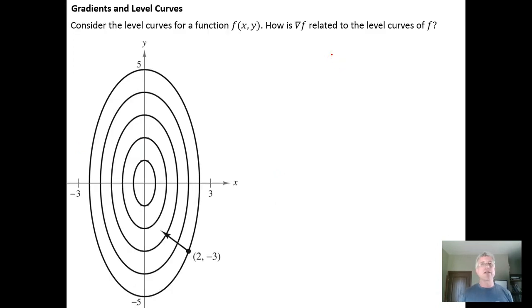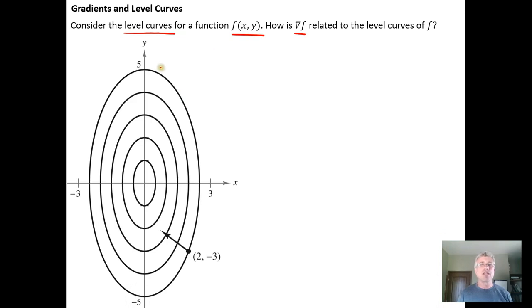So the gradient vector also gives us some additional information that's pretty nice. Look at the level curves of a function. We looked at constructing level curves in a previous video, so how is the gradient of f related to the level curves of a surface, right?